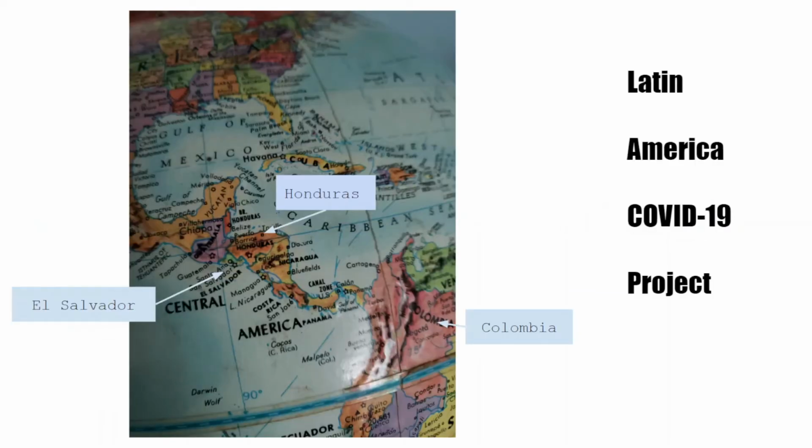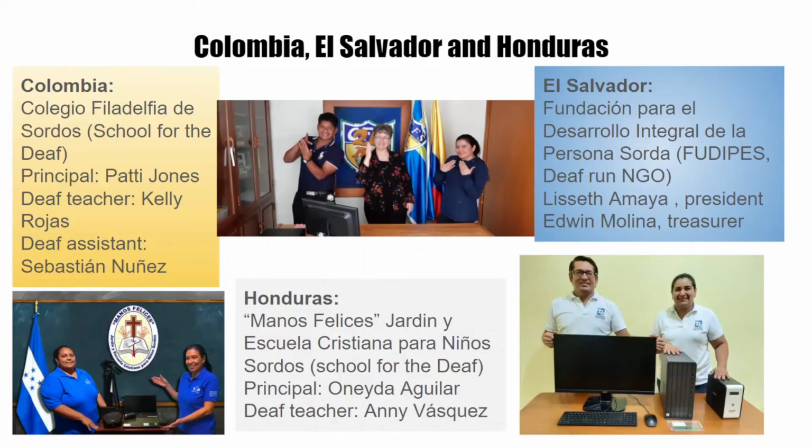Now let's talk about the Latin American COVID-19 project, which was made possible by generous gifts from donors. It consists of 3 countries working together: El Salvador and Honduras in Central America and Colombia in South America. We partnered with a school for the deaf in Colombia and Honduras and a deaf-run foundation in El Salvador, which also has deaf teachers among its members.